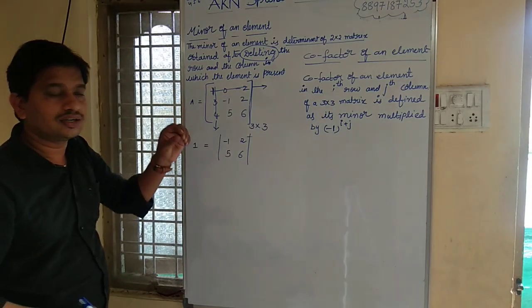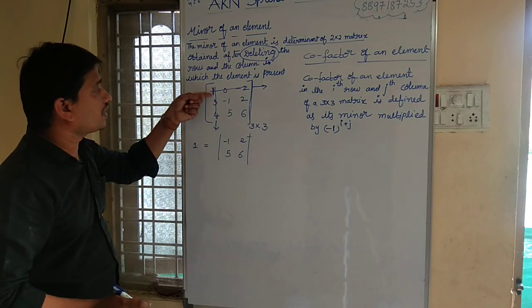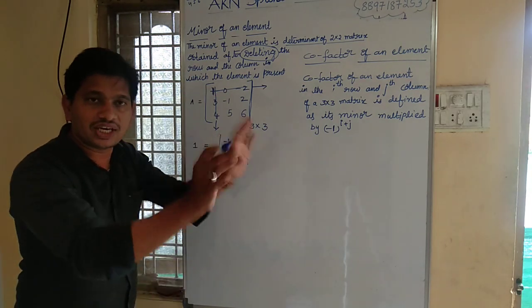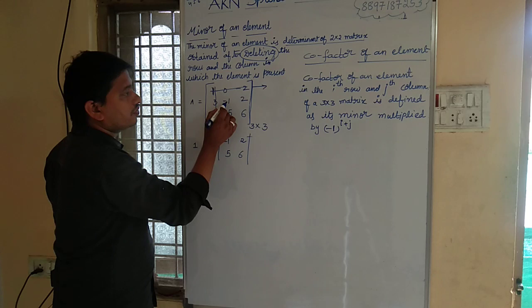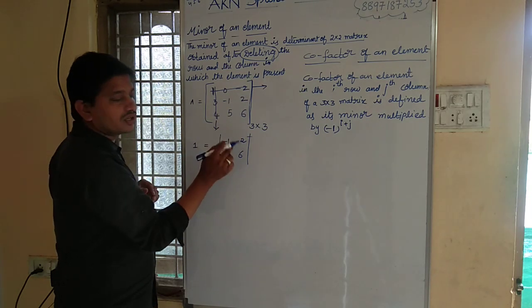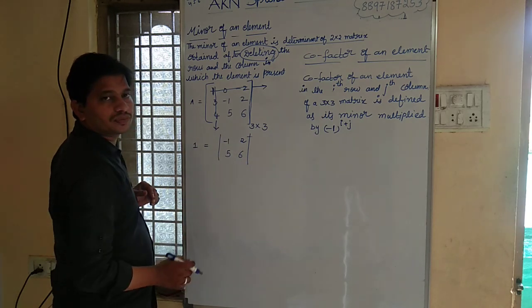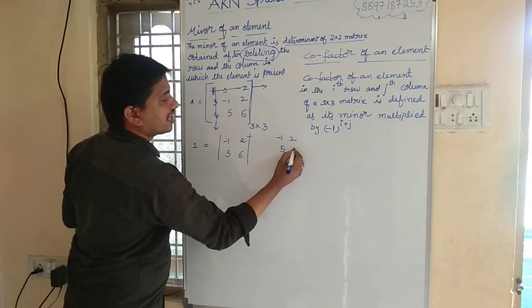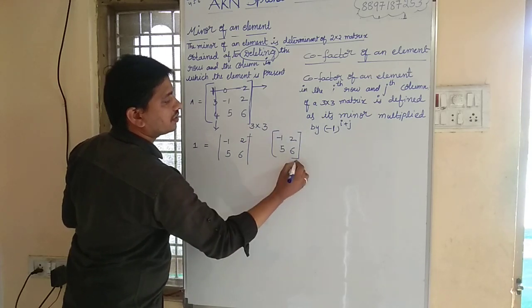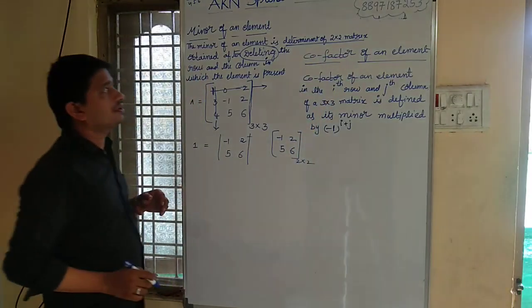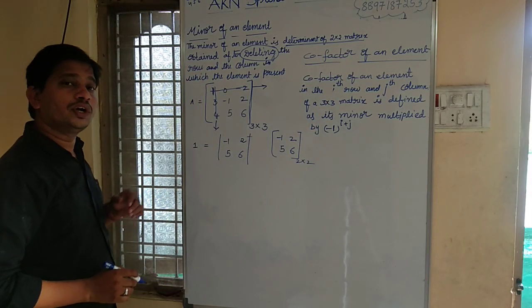Are you understanding, children? To find the minor of the element 1, that particular row and that particular column we need to delete. What remains is -1, 2, 5, 6, which is a 2 by 2 matrix. So we need the determinant of this 2 by 2 matrix.